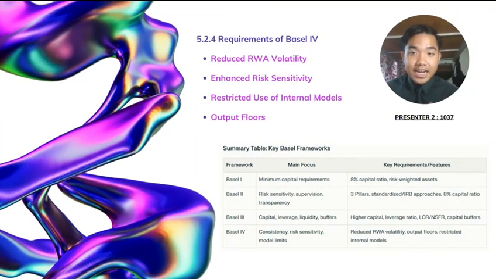Okay, this is my last part. I'm going to explain the requirements of Basel 4. Okay, first, reduce RWA volatility. It means limits variability in the calculation of risk-weighted assets, or we call it RWA.